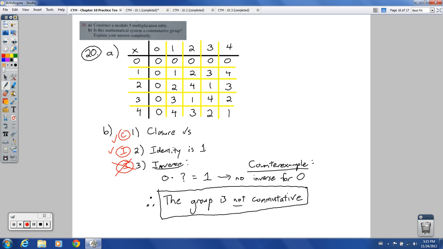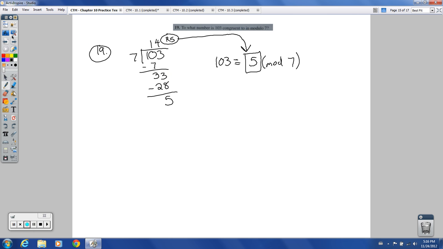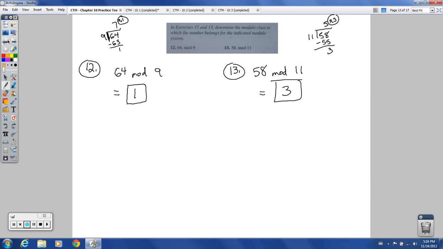As a reminder to you, here in Chapter 10, there is more you can do if you want to review some more problems. All these answers are in the back. Check them as you go. All the answers were in the back for this practice test as well. But I was checking those answers as I went, and glad I did, because otherwise I would have made a mistake here on number 19. Always be checking your answers as you go through things.